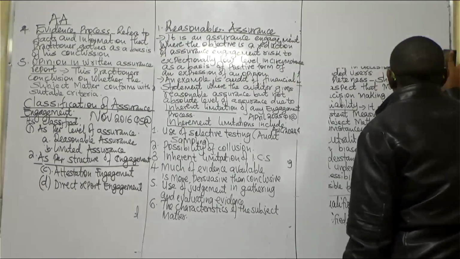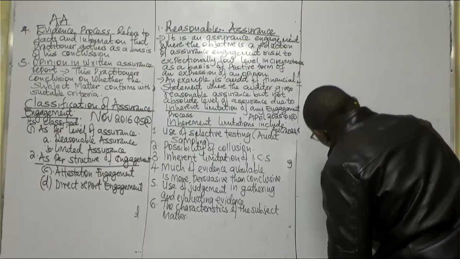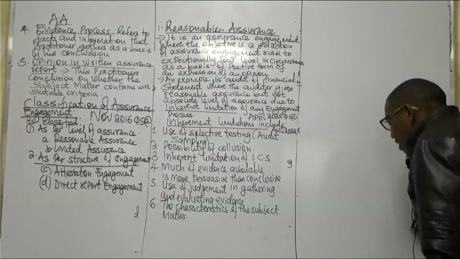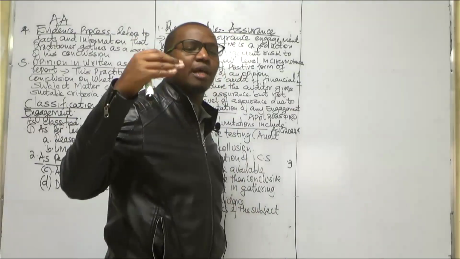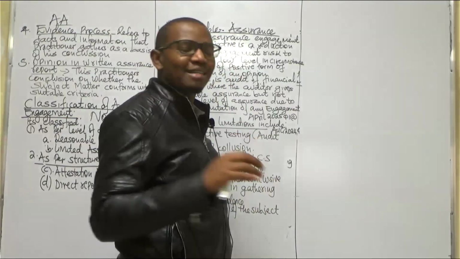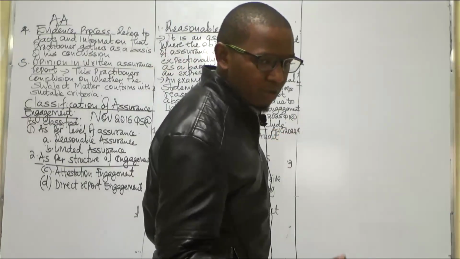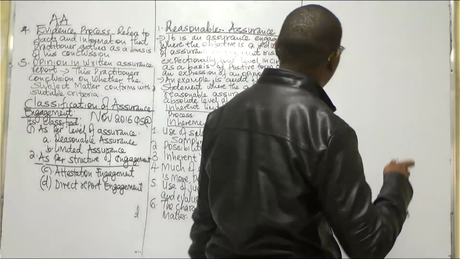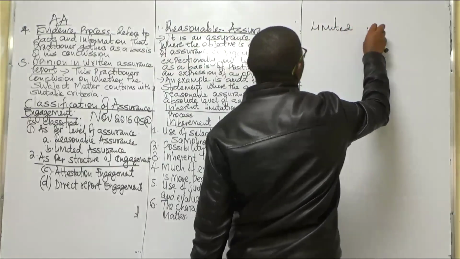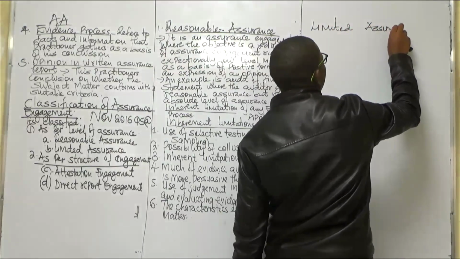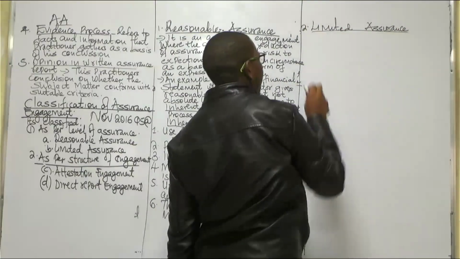Why it is not possible to give it: in audit of financial statements, we don't give the absolute level of assurance. When I talk of absolute level of assurance, we are talking about what is exact, and that definitely cannot work in auditing. We just give what is reasonable. Number 2 is the limited assurance agreement.